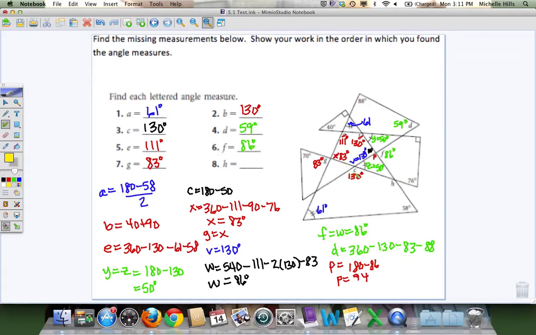is going to be that I know H is an exterior angle of this triangle, so H has to be equal to the sum of these 2 angle measures. So H is 50 plus 94, which means H is 144 degrees. So I used triangle conjectures. I also used polygon conjectures to get that.